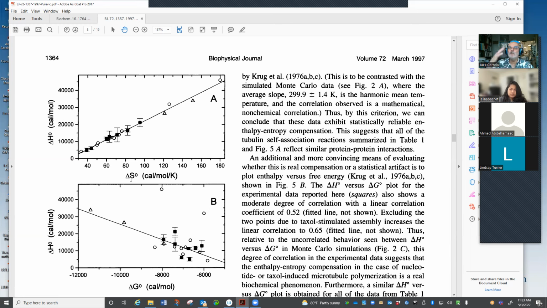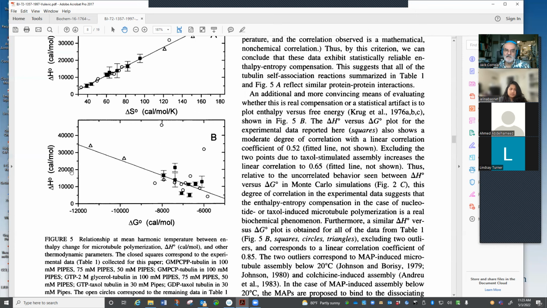And the reason all of the data in this table, and all of the data ever collected on tubulin, obeys this is because that's what it is. It buries hydrophobic surface, all right? And then when we plot enthalpy versus free energy, they're also correlated, although not perfectly.